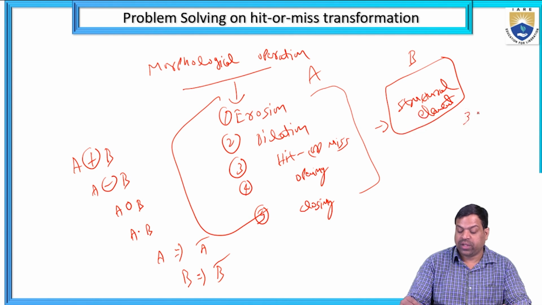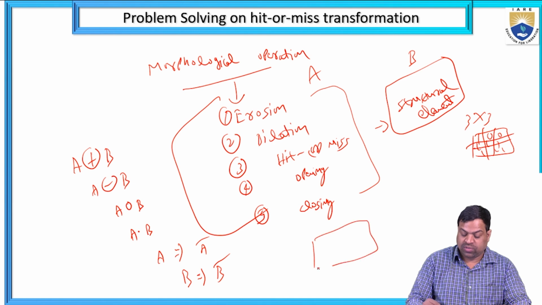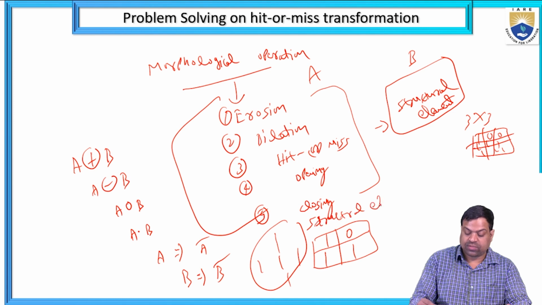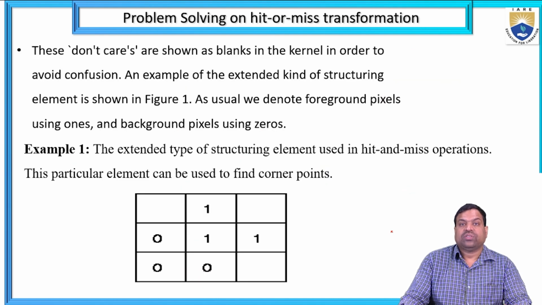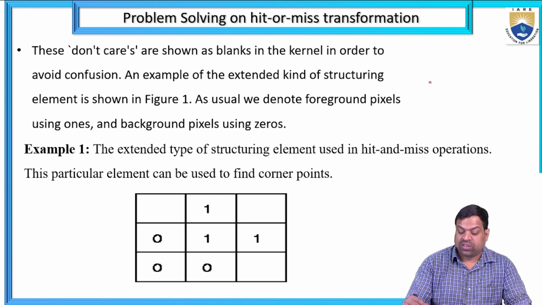The structural element maximum we are taking as a 3 by 3 matrix. It is like 1 0 0, 1 1 1, 1 1 like this. Okay. So suppose I am taking structural element as a 2 by 2, 1 0 1 1, for example. Suppose I am taking structural element like this. Any of these are structural elements. So these don't cares are shown as blanks in the kernel. Okay. So don't care is nothing but a blank.